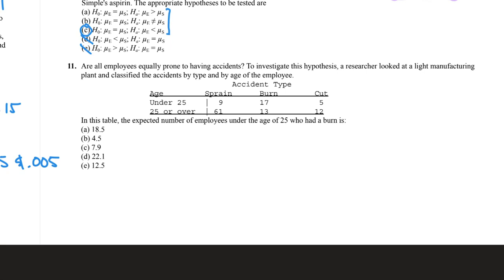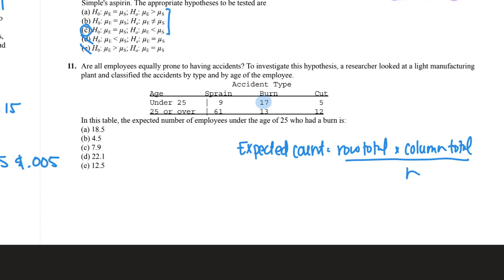Okay, so number 11, we are calculating the expected count in a 2-way table. It says employees under the age of 25 who had a burn. So we're calculating the expected count for this. To calculate expected count, you have to do the row total times column total divided by n.